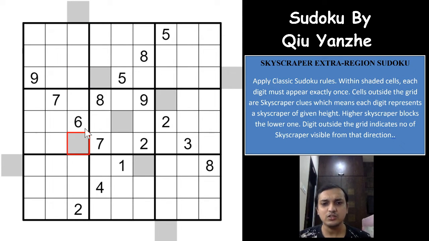Usually the higher skyscrapers block the lower ones. For example, the 6 will block the 2, because after the 6 you won't be able to see the 2. So any number behind a higher number will always be blocked. So the number outside the grid indicates the number of skyscrapers visible from that direction, right? So these are the rules. With the rules, we'll start to solve this Sudoku.